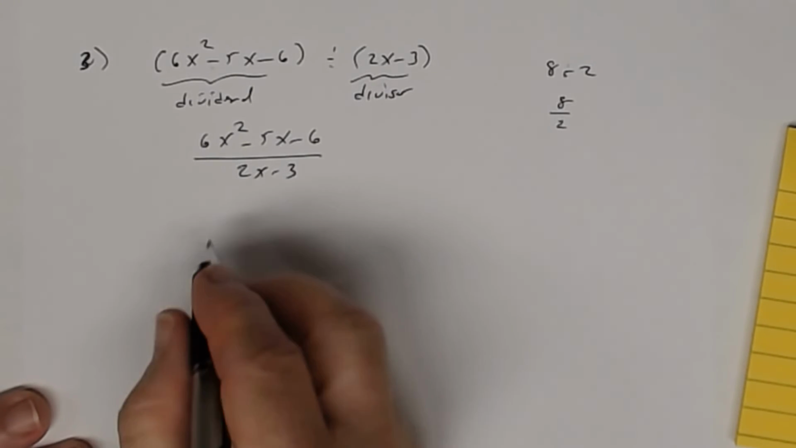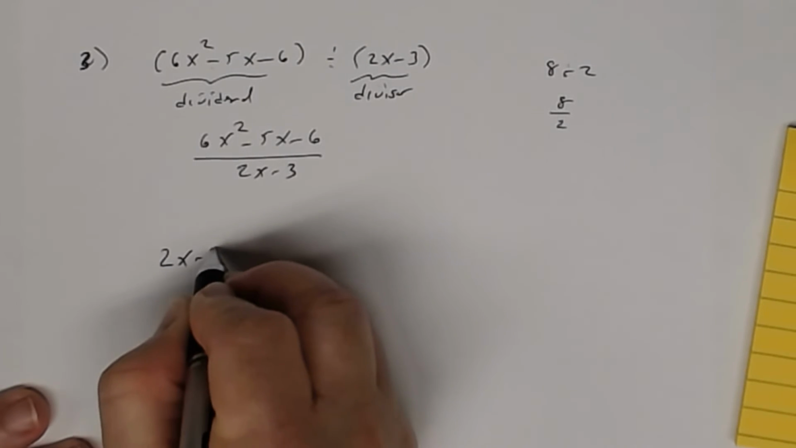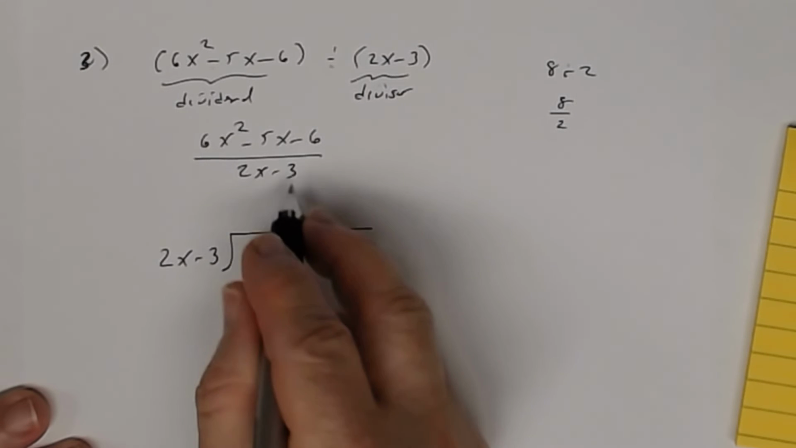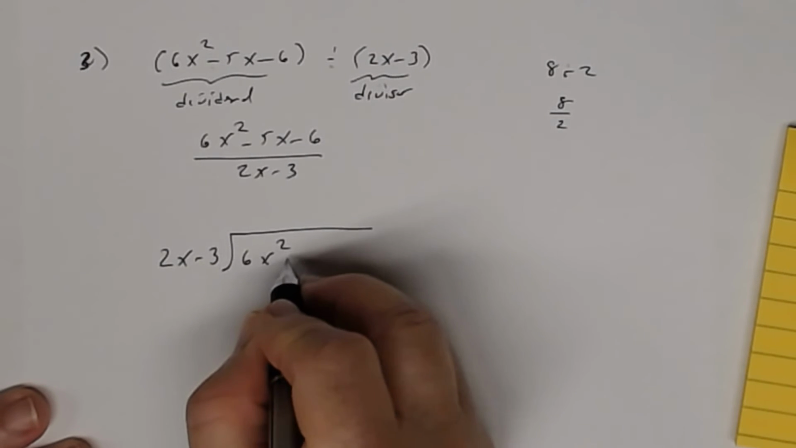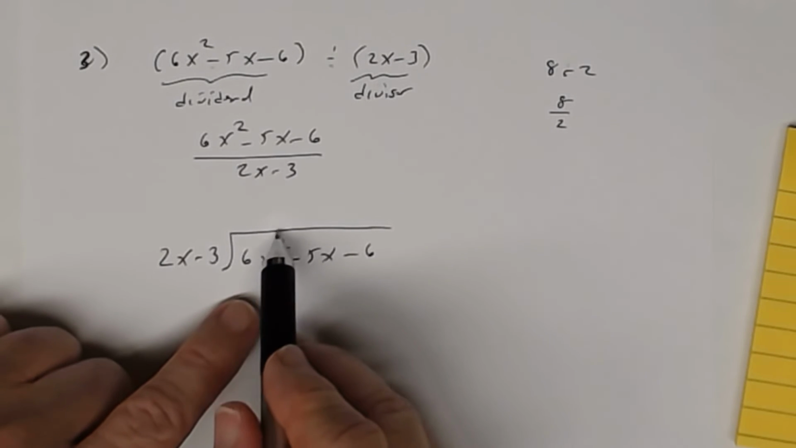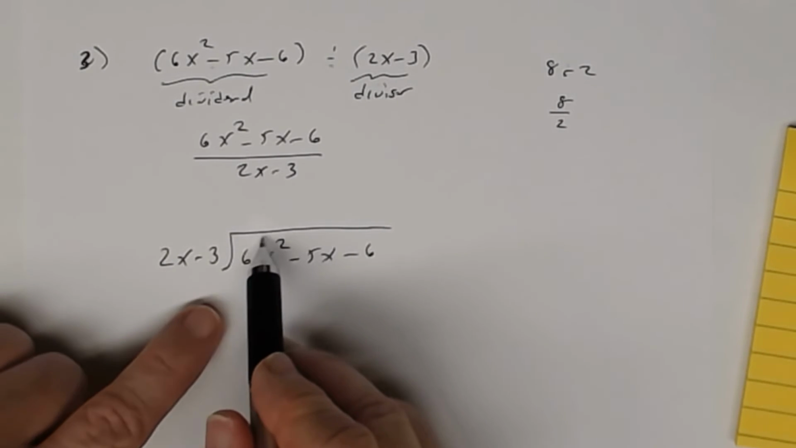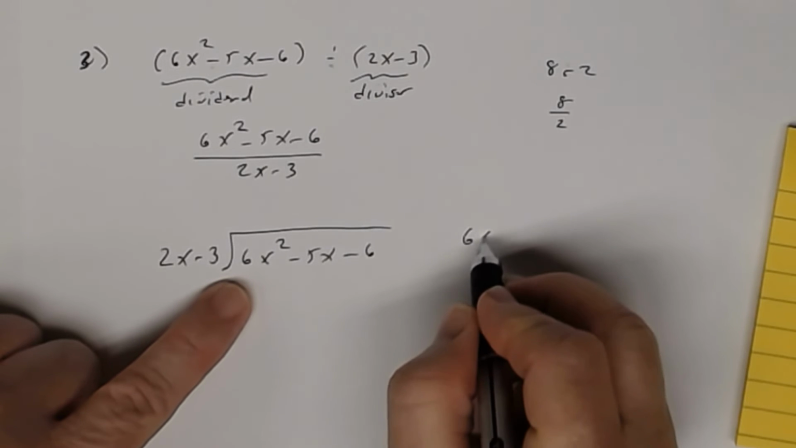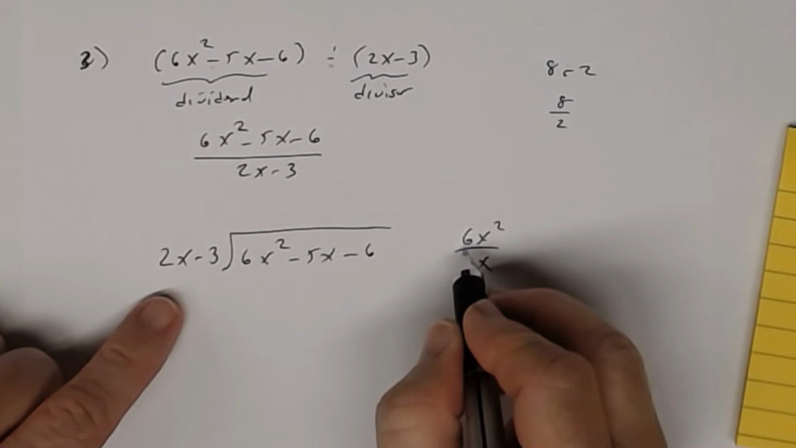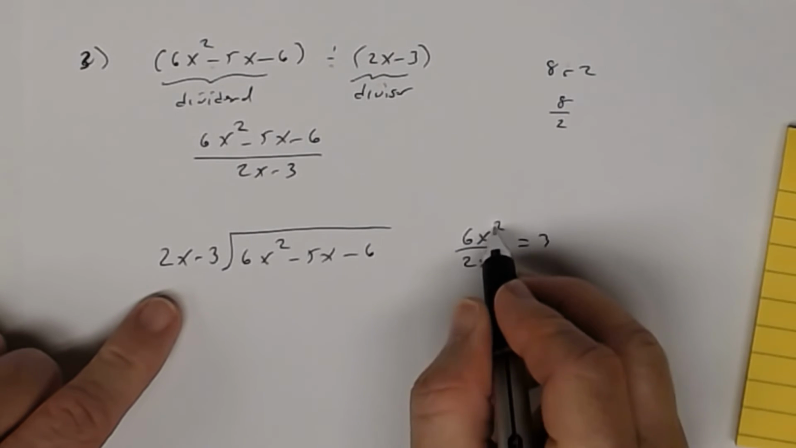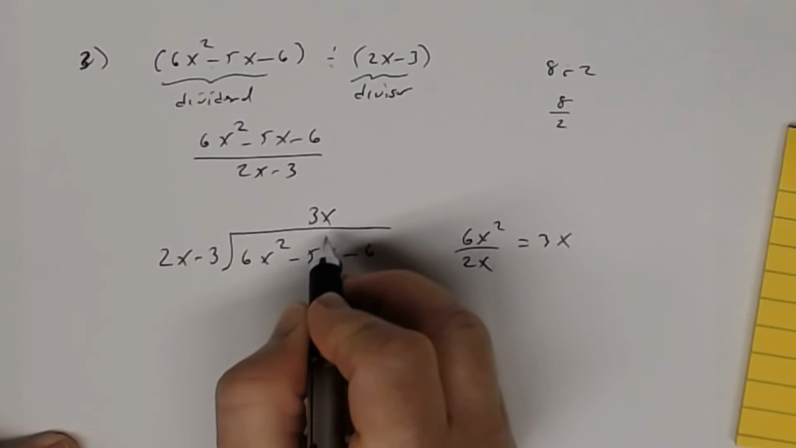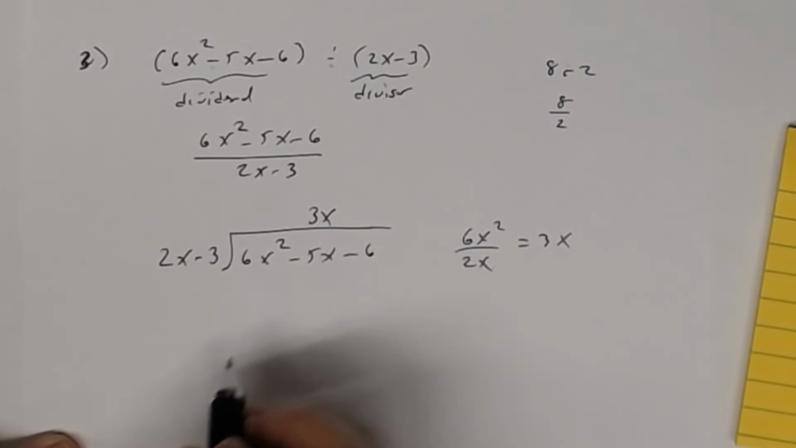So let's do long division. So 2x minus 3, and they're all in descending order, so we don't have to worry about that. 6x squared minus 5x minus 6. All right, so let's do the process. First divided by first. The first term of your dividend divided by the first term of your divisor. 6 divided by 2 is 3. x squared divided by x is x. I get 3x. So that goes here. I'm going to put 3x above negative 5x.